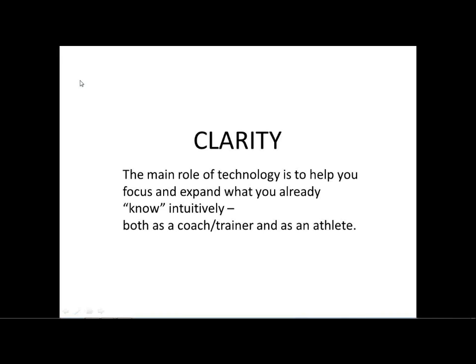So clarity is going to be a big part of that, understanding that technology isn't that new. It's just a more advanced way to look at the things that we've already been looking at, and giving that reframe and that underlying basic foundational understanding on top of the stuff that we already know intuitively as a function of being involved in the sport.